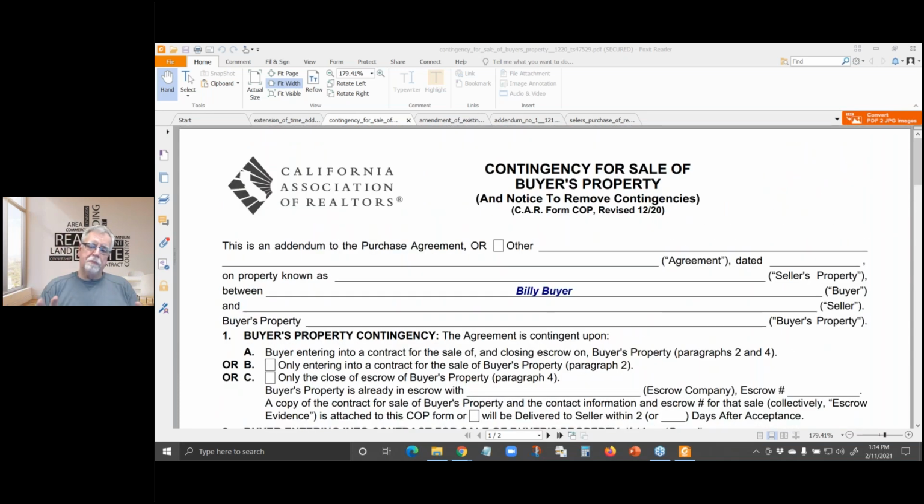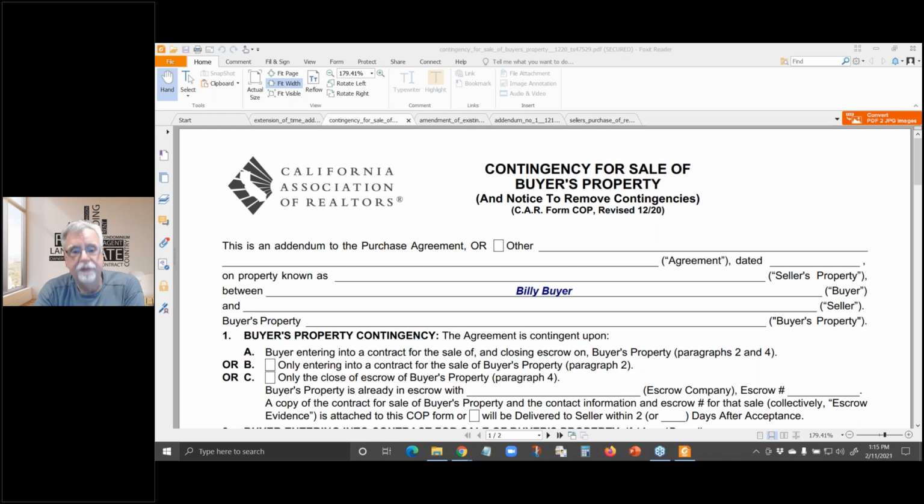Now, what I explained to the agent was, this is not the way to do it. Let's say you're the listing agent and the seller says, and I've had this happen, right, where the seller says, I don't want to sell my property unless I can buy another property. Is it possible for me to make the sale of my property contingent upon me finding a replacement property? And at the listing appointment, by the way, I said, absolutely. We got a form for that, right? I just went over it.